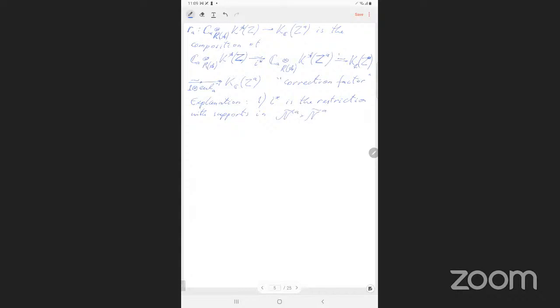So what do I mean by this? By the very definition, this fixed point set in the Steinberg variety embeds into the ambient Steinberg variety. This in turn embeds into the square of cotangent bundle to the flag variety.